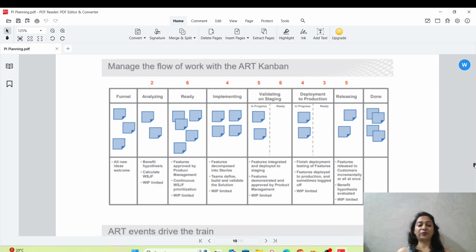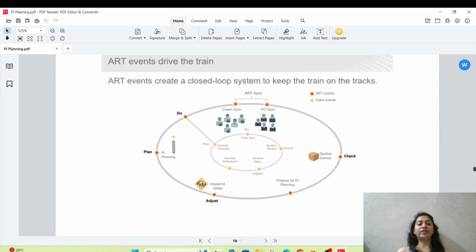Let's go ahead and see how ART events drive the train. ART events create a closed loop system to keep the train on the tracks. You can see in the diagram what exactly it is: plan, do, check, and adjust. We discussed this in the framework in the last video. So, plan, do, check, and adjust. In the plan step, we always do the PI planning.